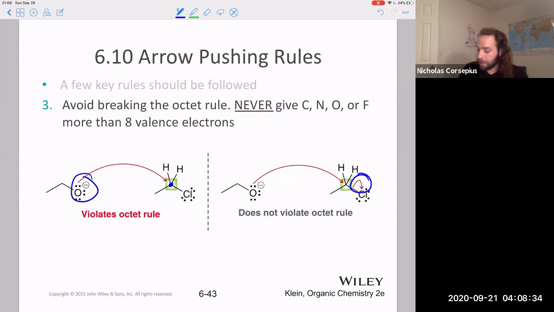So that's going to be one of these principles that we know that this bond needs to form, but how do we do it in such a way that doesn't violate the octet rule? That's just a consideration that you're going to have to make in these reaction mechanisms.